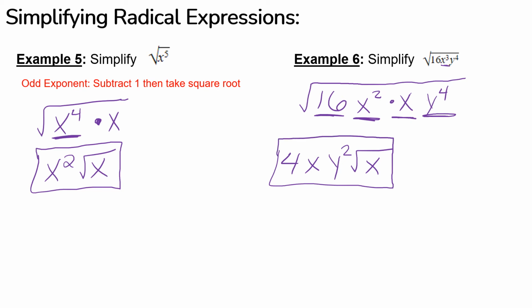So once again, to take the square root of your exponent, you simply divide by 2, and of course it has to be even. If it is not, you would rewrite it by subtracting 1.